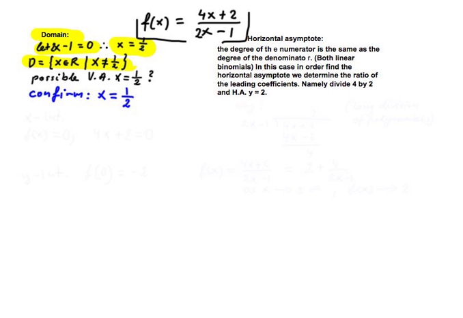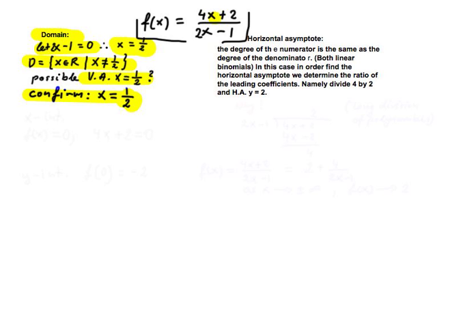Remember, x is not equal to 1 over 2, which means that there's a possibility of a vertical asymptote at x equal to 1 over 2. And we can confirm that simply by trying to simplify the expression. Since you cannot further simplify it, 4x plus 2 divided by 2x minus 1, this is the confirmation that the vertical asymptote is found when x is equal to 1 over 2.